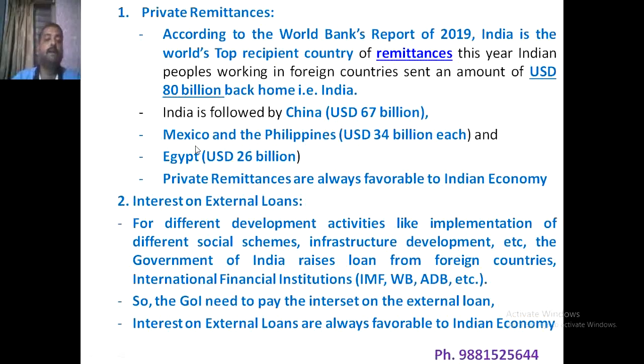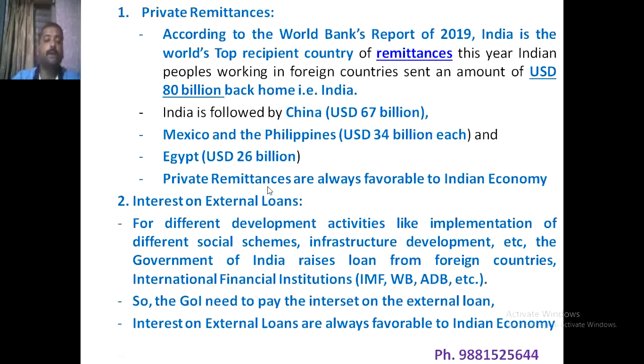Then after China, the third number is equally shared by Mexico and Philippines. Both countries received 34 billion US dollars each. Okay, and the next number goes to Egypt, which received 26 billion US dollars.